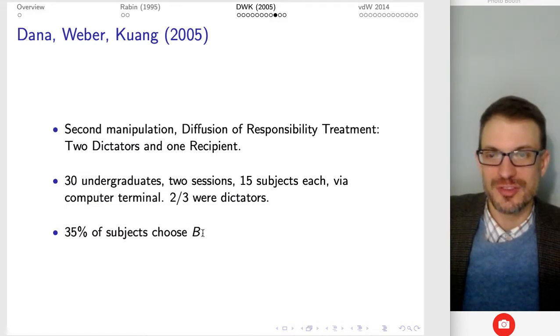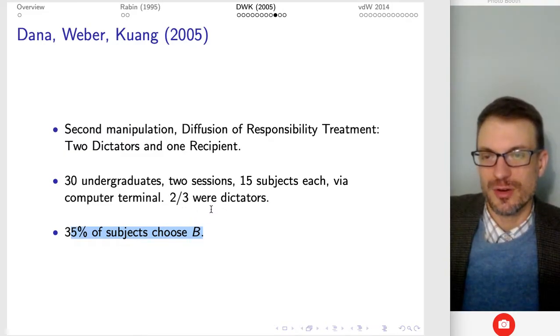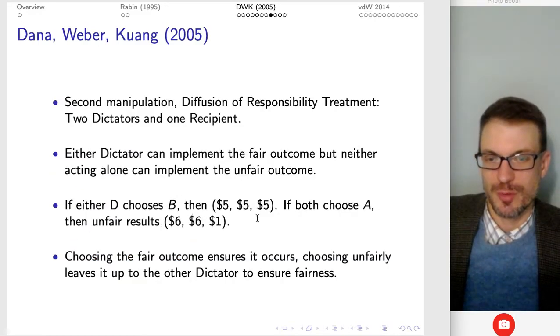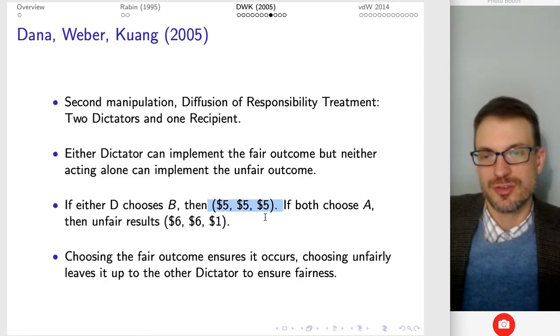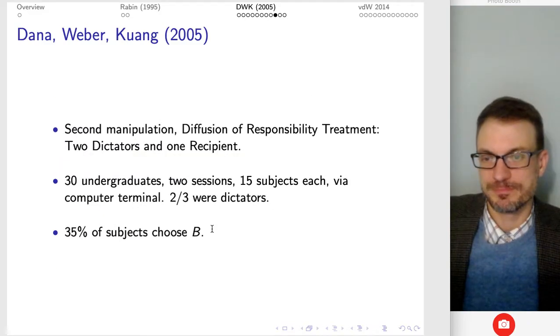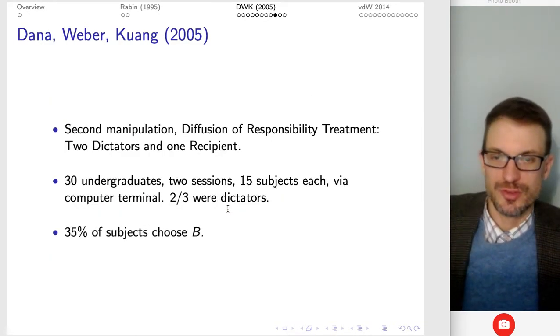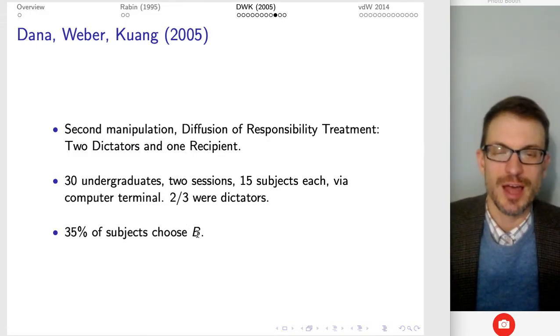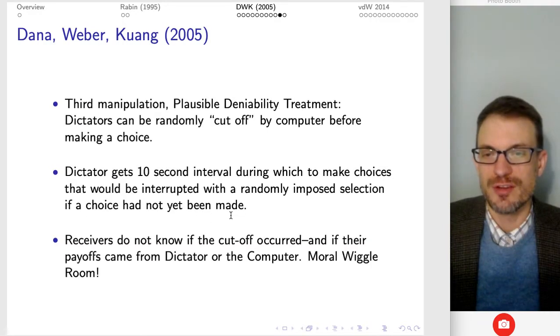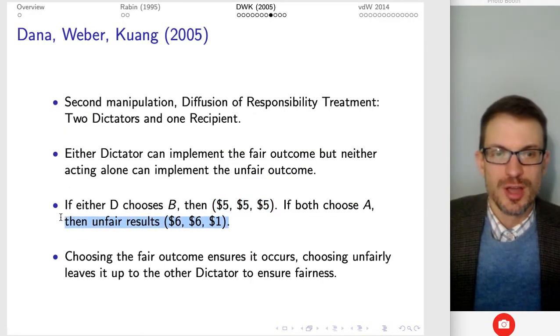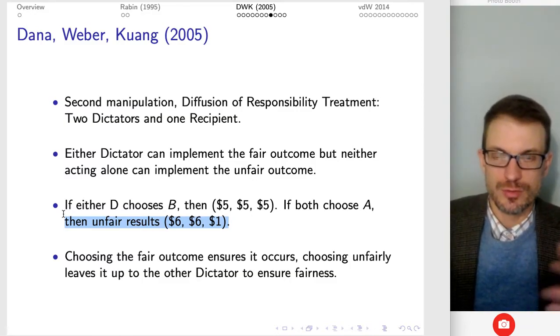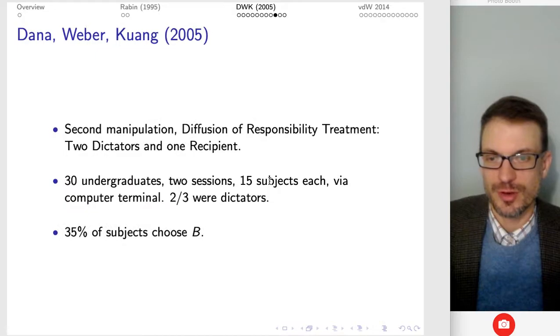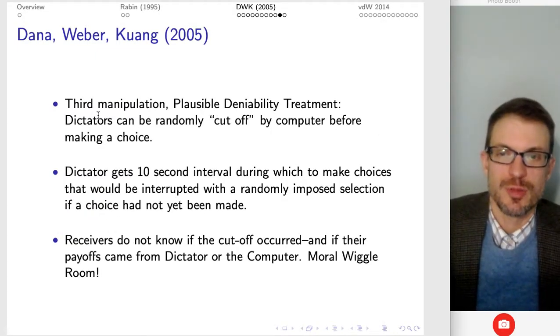So that's interesting because now you've got a lot of people choosing A. That doesn't mean that was the outcome, right? In order to get the 6-6-1 payoff, you need both to choose A, but you have a lot choosing B. Okay, so you have a lot not choosing B. You have a lot of people choosing the unfair outcome, and then it's not clear necessarily what's happening.